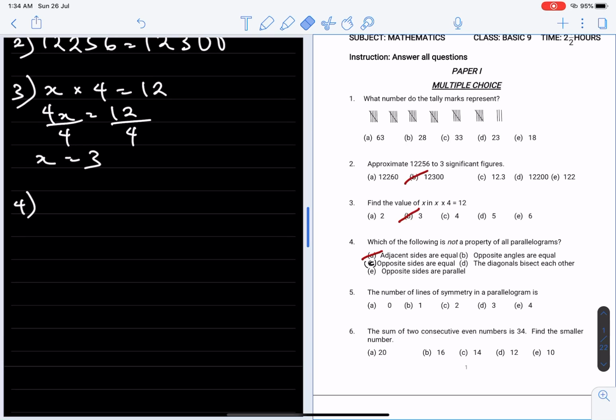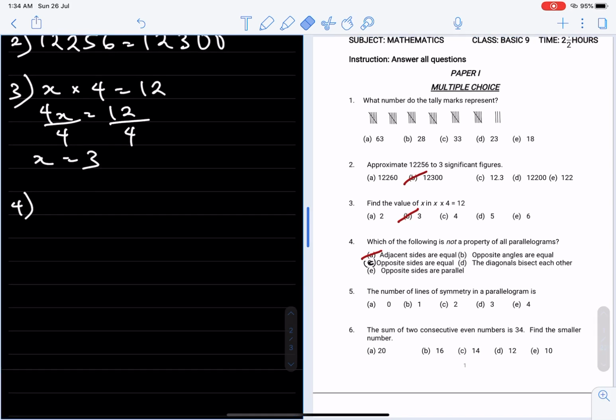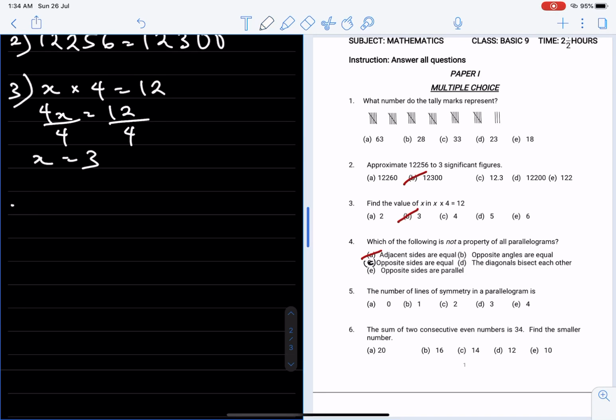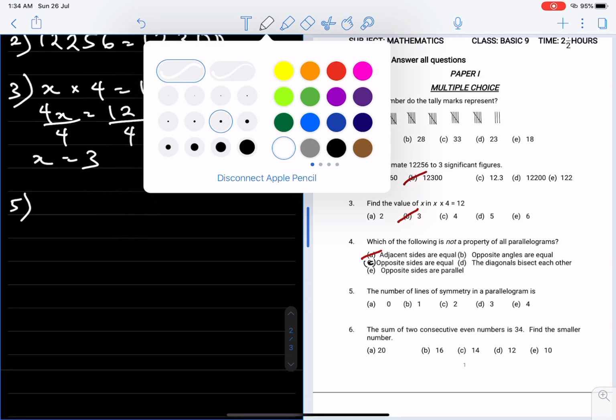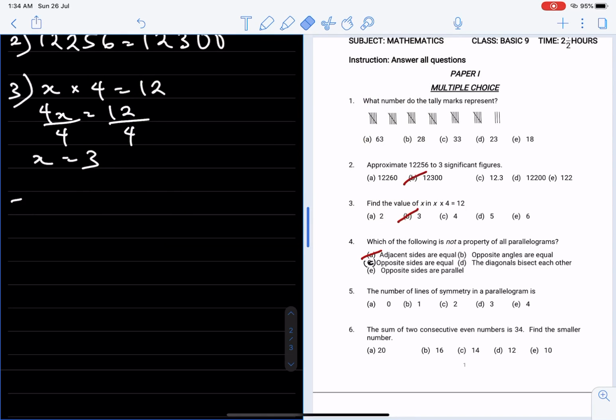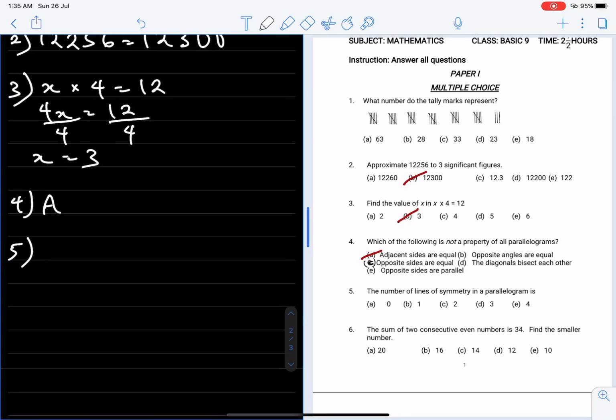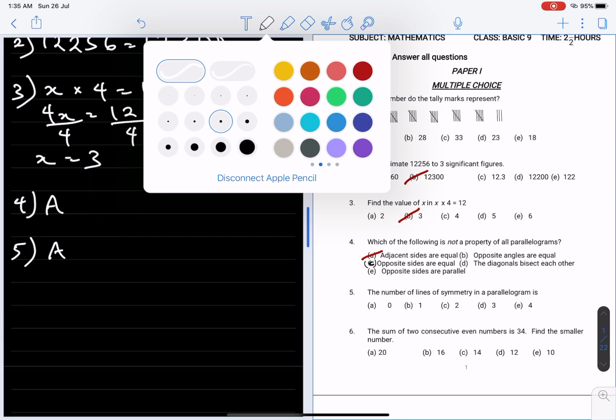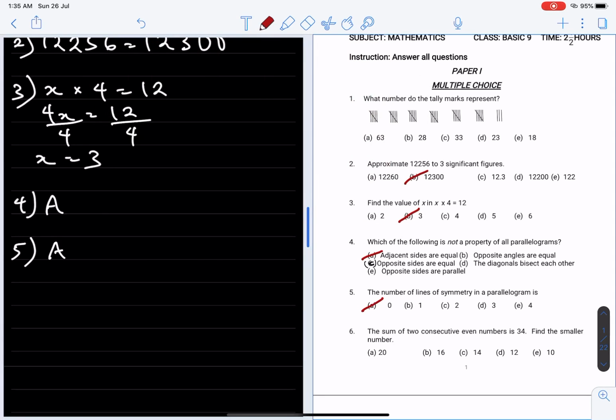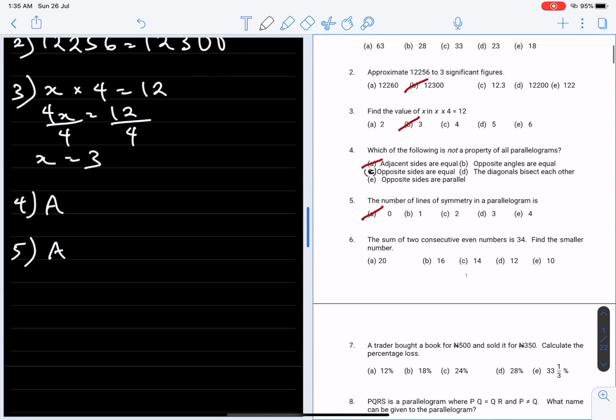Number 5. Question 5 says the number of lines of symmetry in a parallelogram is. I think for the ones that don't require any working, I should just write the option A. A parallelogram has no line of symmetry. That's A. That's 0. Now to number 6.